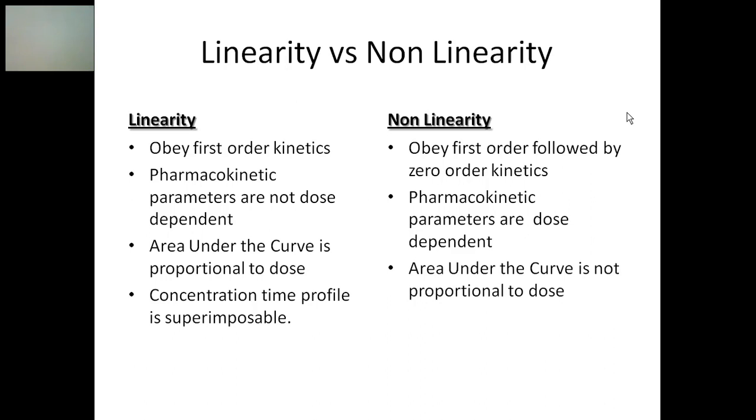In fact, it cannot be. And the concentration-time profile is not superimposable. Now let me explain the last point, where I am saying the concentration-time profile is superimposable or not superimposable. What does it mean? Let us go through it.